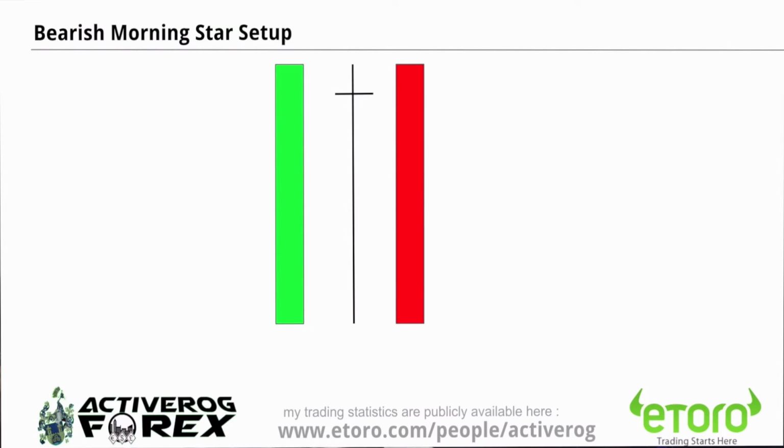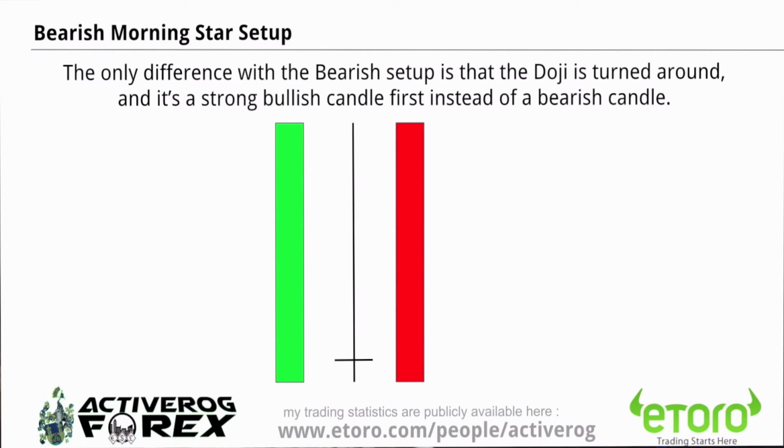The bearish setup is the same thing but reversed. Note that the doji is now upside down. The strong bearish candle forming after the doji candle completes shows that the bears may have taken control.